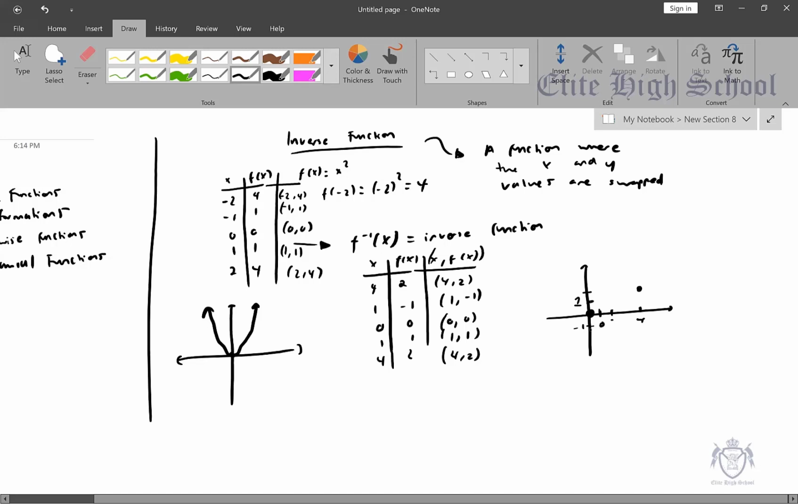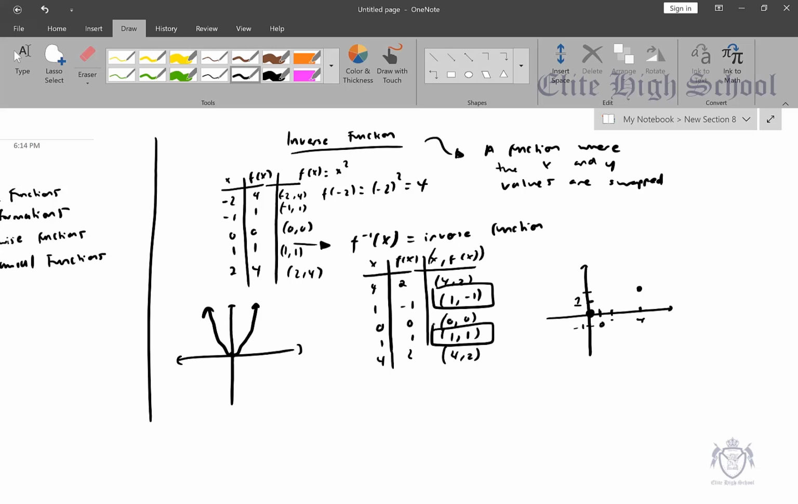Whoops. Oh, this actually isn't even a function. This actually looks like a relation. So sometimes the inverse function is a relation. So what you can do here is plot some of these points and take a look at the shape.